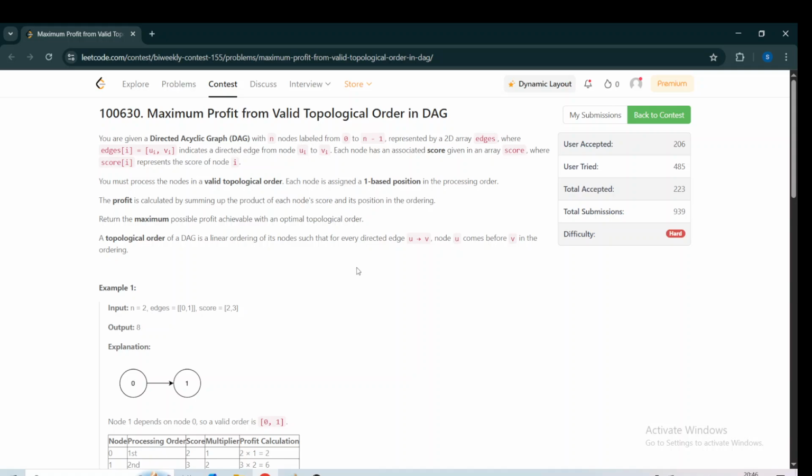Hello everyone. Today I am going to discuss the last problem of LeetCode Biweekly Contest 155, which is Maximum Profit from Valid Topological Order in a DAG. So what is the problem?